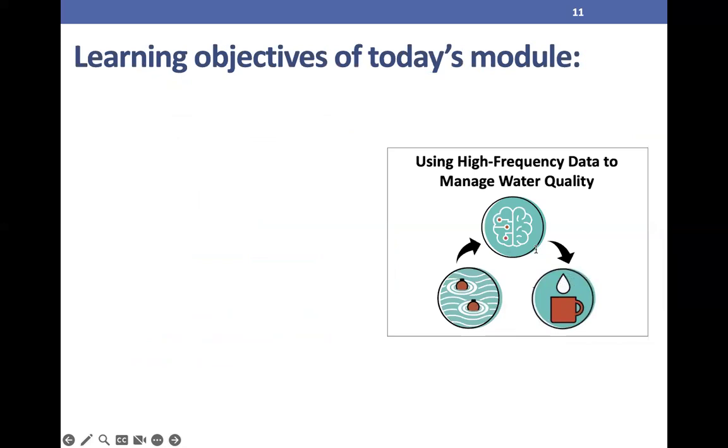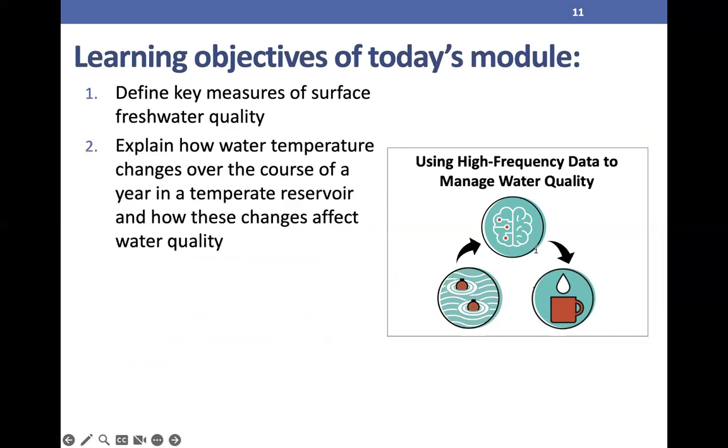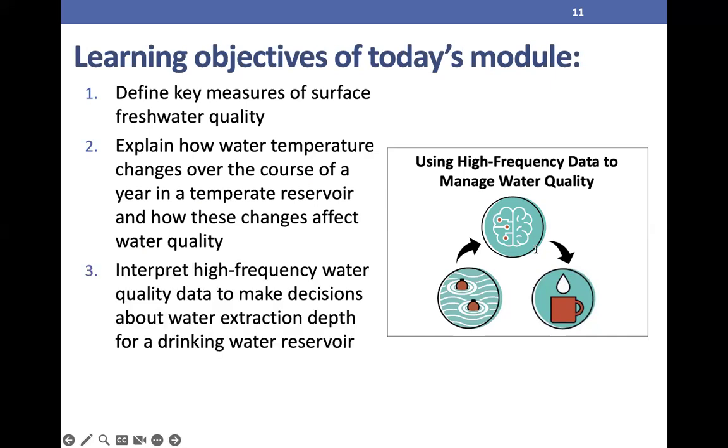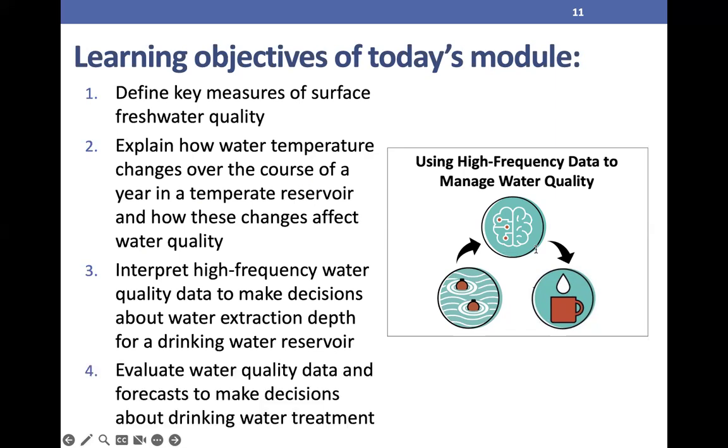This module has 4 learning objectives. First, that you will define key measures of surface freshwater quality. Second, that you will explain how water temperature changes over the course of a year in a temperate reservoir and how these changes affect water quality. Third, you will interpret high-frequency water quality data to make decisions about water extraction depth for a drinking water reservoir. And fourth, you will evaluate water quality data and forecasts to make decisions about drinking water treatment.